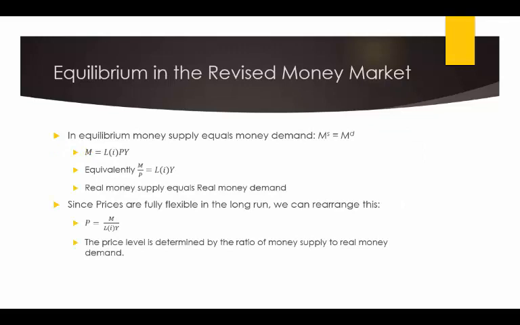Equilibrium in the money market is now revised slightly to show that real money supply is equal to real money demand, where the real money demand is now given by the liquidity preference based on interest rates and real incomes. Rearranging this, we now have, as before, a formula for determining the price level in the long run. The price level P is given by the ratio of money supply to the refined real money demand.